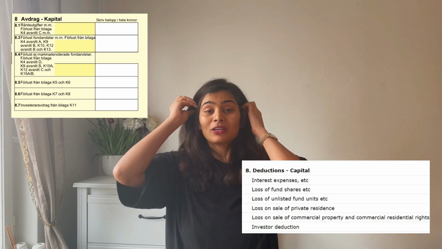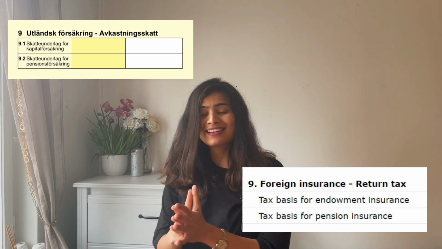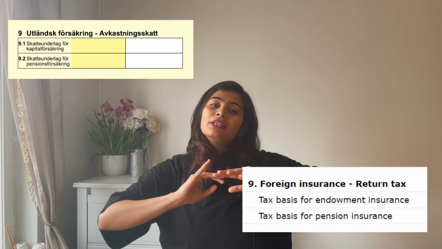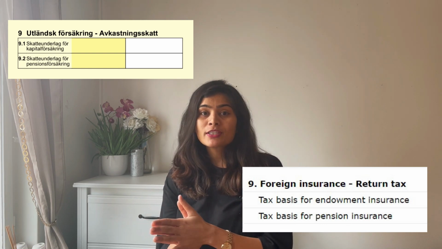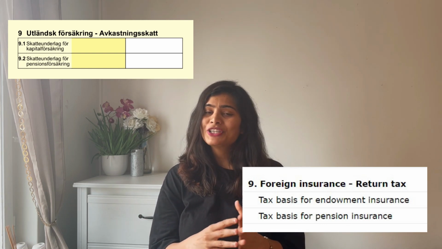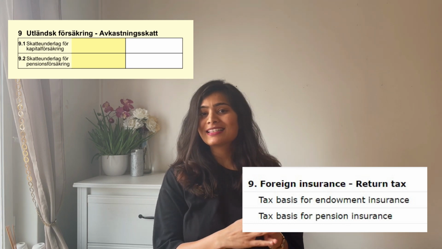You have had some loss in a sale of your property. In that case you can mention that in section 8. Coming back to section 9, which is related to your foreign insurance endowment policies. If you have some policies in your home country or in any other countries, which are endowment policies, in that case you have to mention the gain that you might have on that endowment policy in this section.